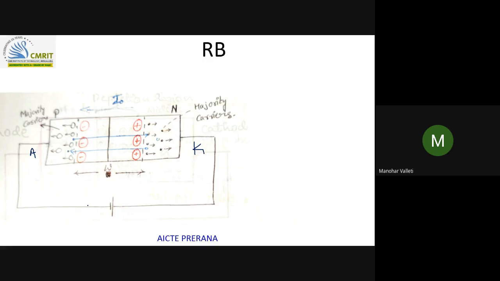Then what happens? As negative is there in the p type, whose majority carriers are holes, right? All the holes will be attracted towards this side. All the electrons will be attracted to this positive terminal, so the majority carriers won't move from here to here. They will not move. Okay, what is left out?